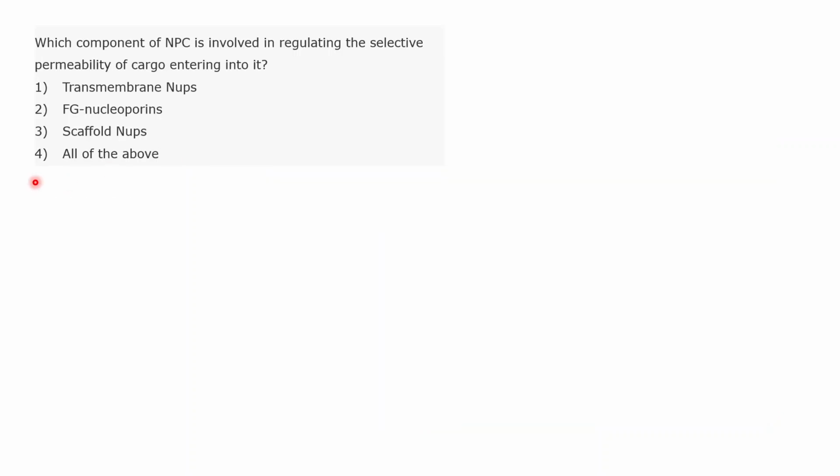Which component of the nuclear pore complex, or NPC, is involved in regulating the selective permeability of cargo entering it, that is, getting imported into a nucleus? Transmembrane nucleoporins, FG nucleoporins, scaffold nucleoporins, or all of the above? Which enables the selective permeability of cargo, that is, importing the particular cargo into a nucleus in the case of the nuclear pore complex, or NPC? Which part of the pore complex does that?